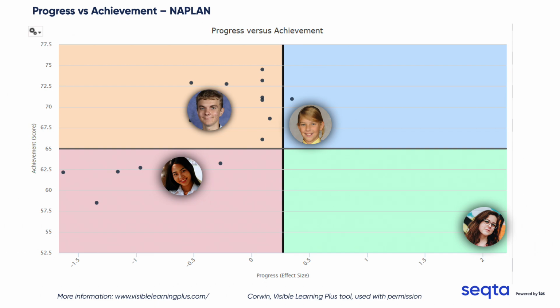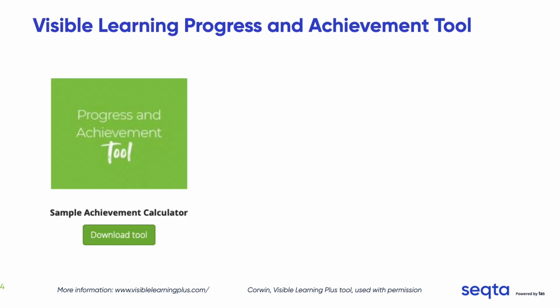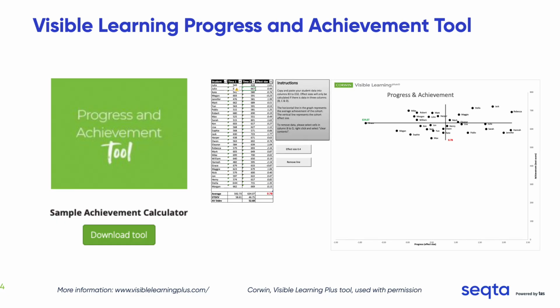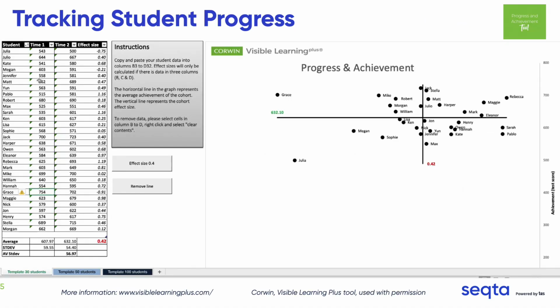Now, how can this all be plotted and made easy for schools? Well, the Visible Learning Plus site provides this sample achievement calculator that schools can just go and download. And what it enables them to do is paste in, let's say, their NAPLAN or their PAT score. So they could take NAPLAN reading from year 5 and call that time 1. And then they could do their NAPLAN reading in year 7, which becomes time 2.